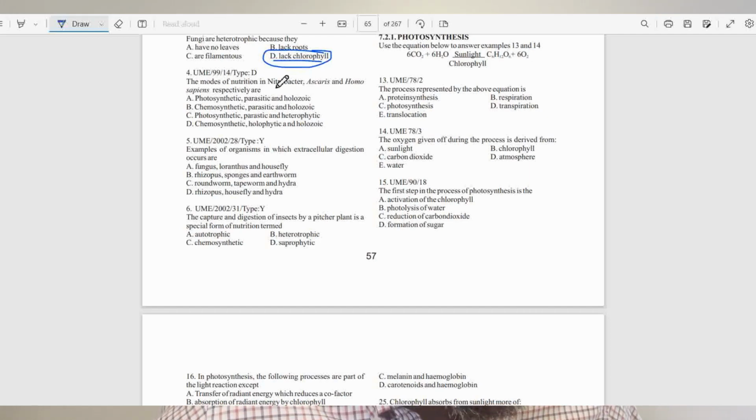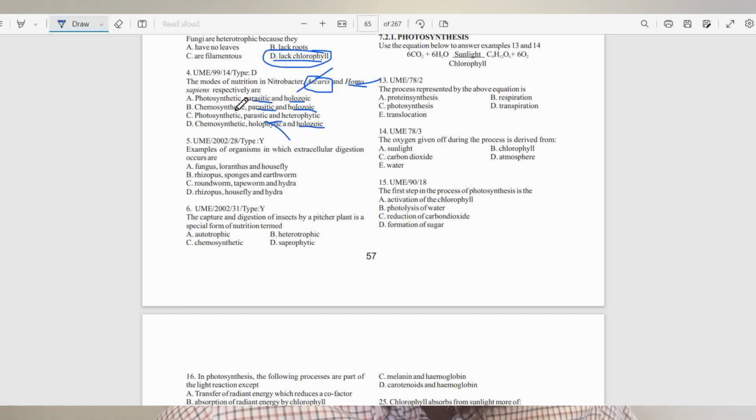So let's look at this question. Mode of nutrition in Nitrobacter, Ascaris, and Homo sapiens, respectively. Homo sapiens are humans. So humans carry out what? Holozoic nutrition. So look for holozoic first. So we have these three options staring at us in the face. Now we can then eliminate further. So Ascaris is our roundworm in the intestine, which is a parasite. So parasitic nutrition. Let's look for parasitic. This is correct. This is out. So our option is between A and B.